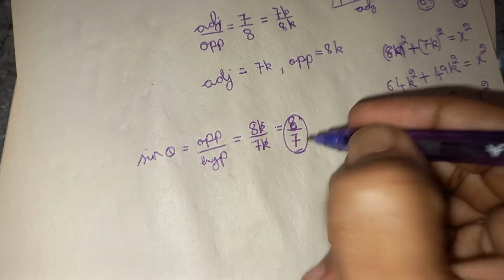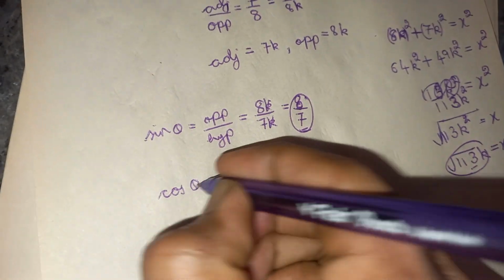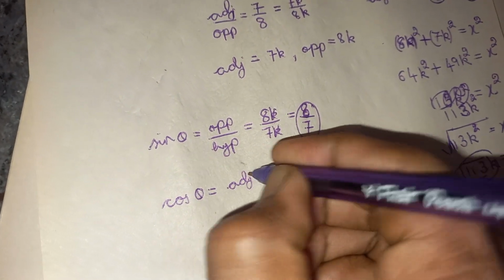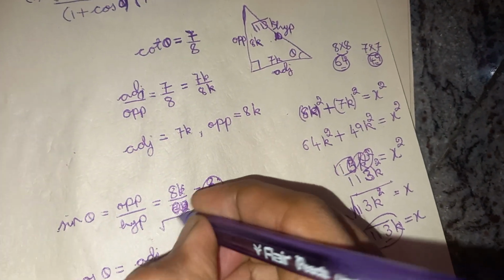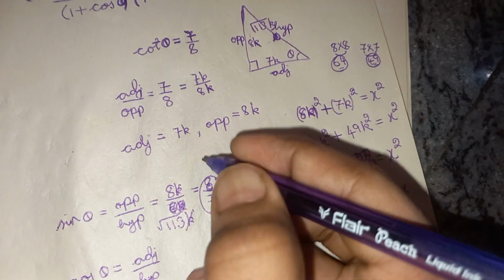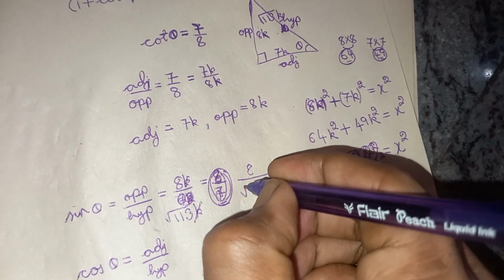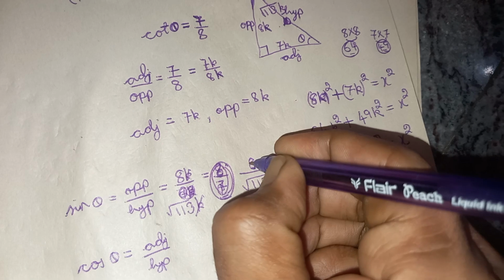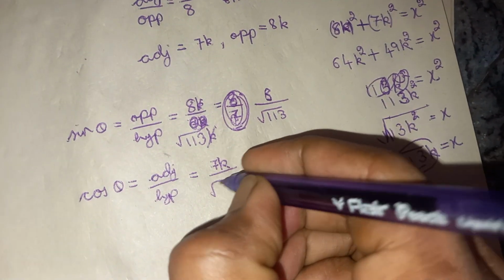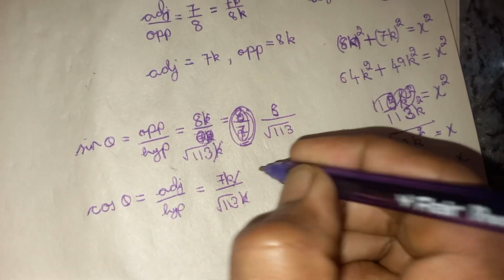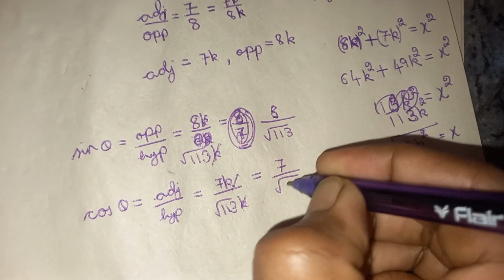Now let's find cos theta. Cos theta is adjacent by hypotenuse. The opposite by hypotenuse means 8k by root 113k, not 7k. Root 113k, k cancels out. This is 8 by root 113. Now this one becomes adjacent by hypotenuse: 7k by root 113k. Here also k cancels out. So 7 by root 113.